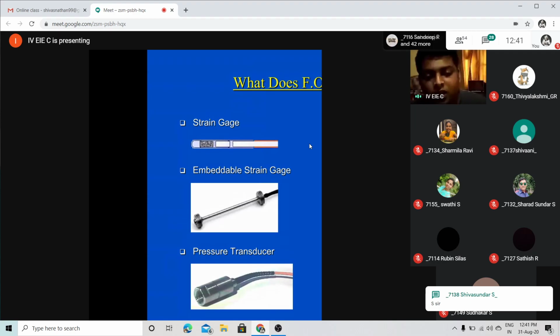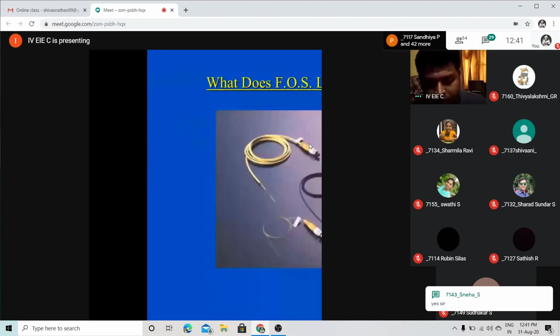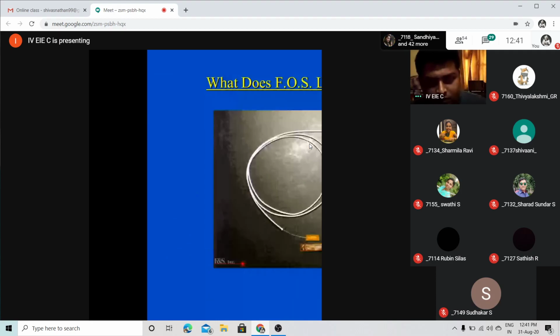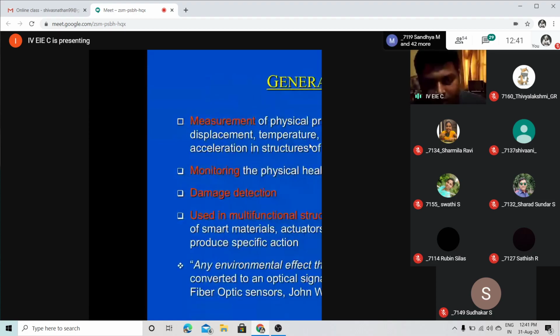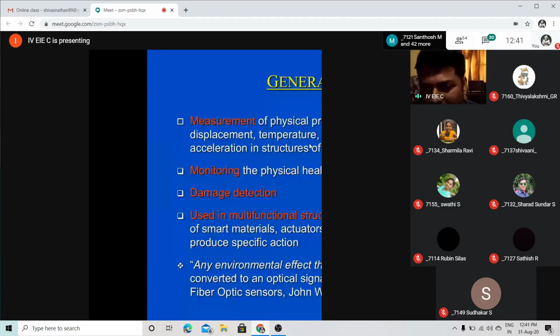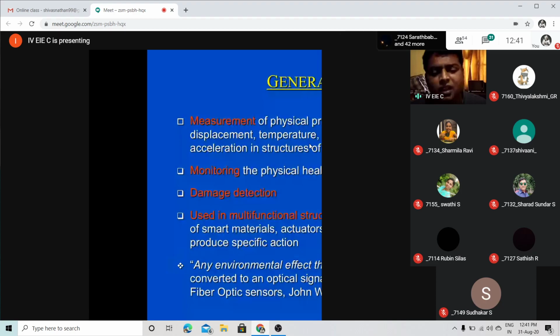Okay, thank you. Now, what are the general uses for which we apply these fiber optic sensors? The first case is the measurement of physical properties such as strain, displacement, temperature, pressure, velocity, acceleration in structures of any shape and size.